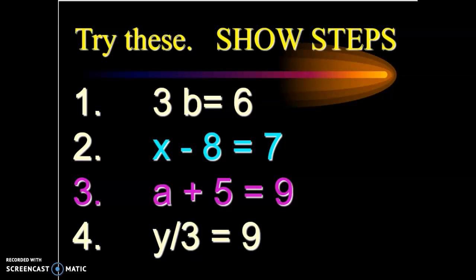And the last one, y divided by 3 equals 9. What are you going to do? How do you get rid of that divided by 3 part? Again, try to write it down. Now let's look at them.